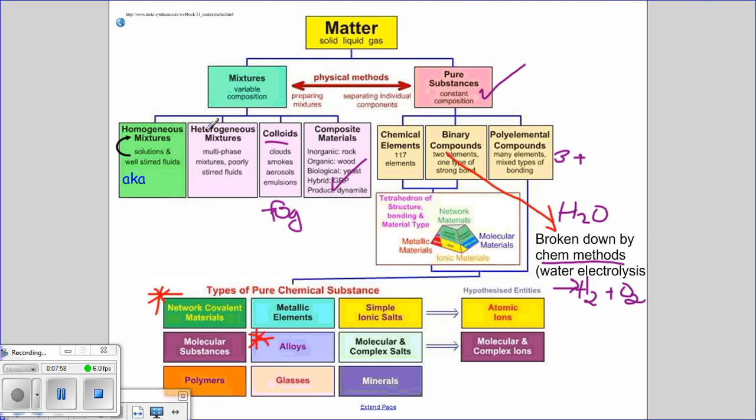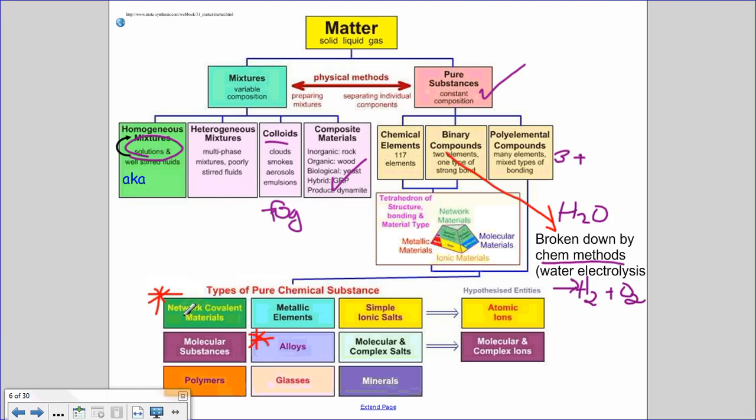Then we have our homogeneous and heterogeneous again. I just want to make sure that you know that when I say solution, I'm talking about a homogeneous mixture. It's the same thing, it's just another term for it. Something else that you'll want to be familiar with are network covalent compounds. Anything with silicon usually is going to be a network covalent solid. Something like a semiconductor or anything in your cell phones, a lot of times we'll be using silicon, and that's going to be probably a network covalent compound.